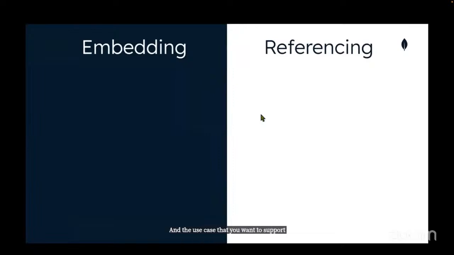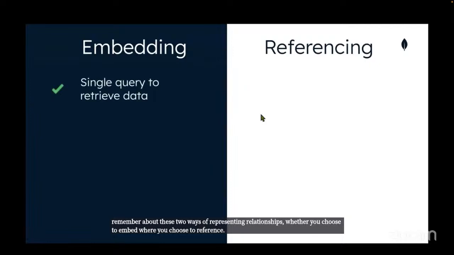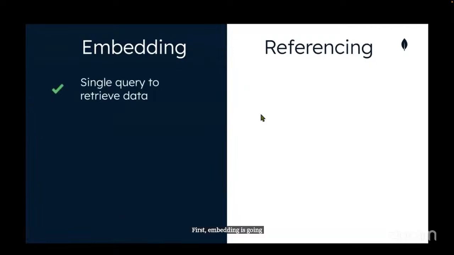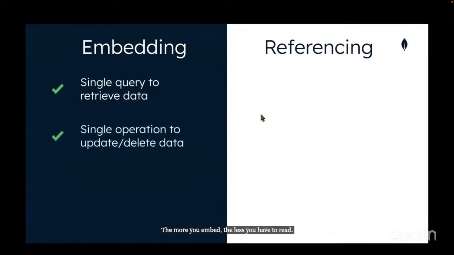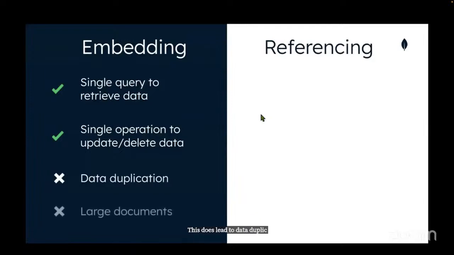Now, there are some things to remember about these two ways of representing relationships, whether you choose to embed or you choose to reference. First, embedding is going to lead to a single query to retrieve all of your data. The more you embed, the less you have to read. A single operation is going to be required to update or delete data in an embedded model. This does lead to data duplication. And it also can lead to large documents.